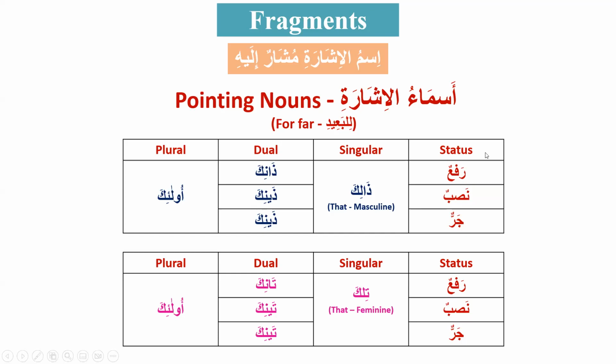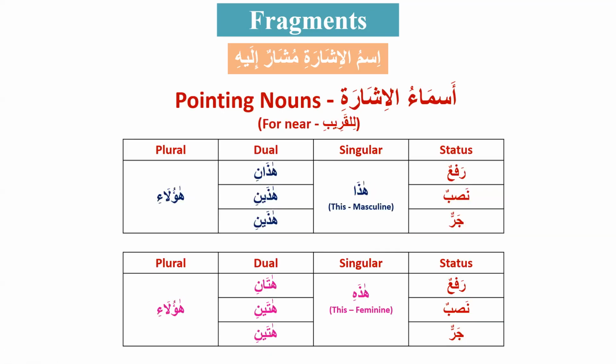Okay, so again, if I go back, these are the two tables. First table is for masculine, second table is for feminine, and these are called asmaul ishara. Each one of them is ismul ishara. Haza is ismul ishara, pointing down. Hazihi is also ismul ishara. Hazani, ismul ishara. So each of them individually is an ismul ishara. And they are used for pointing at something which is close.